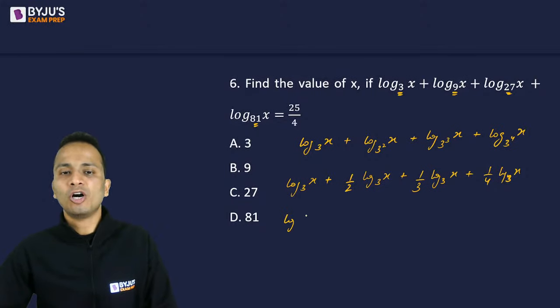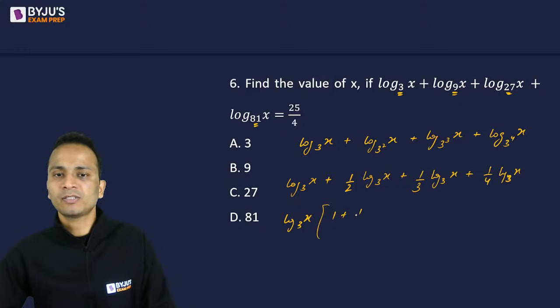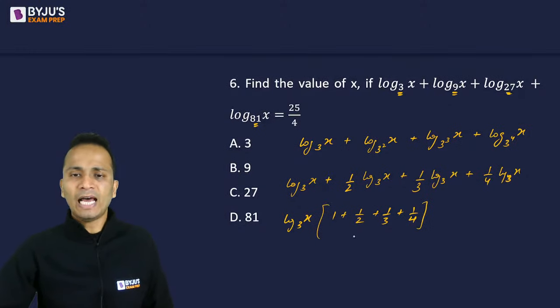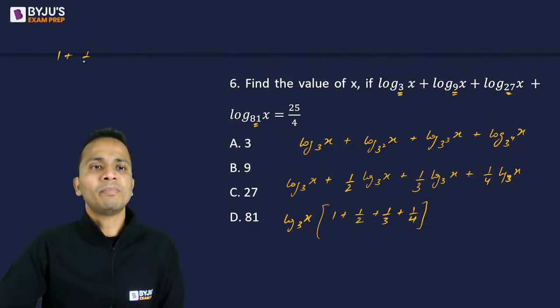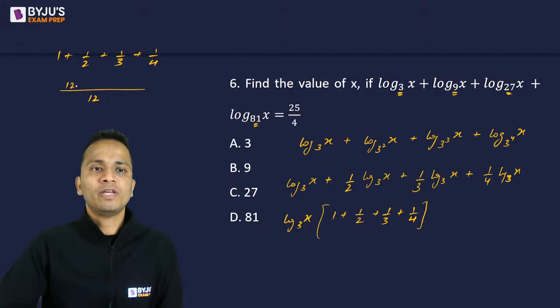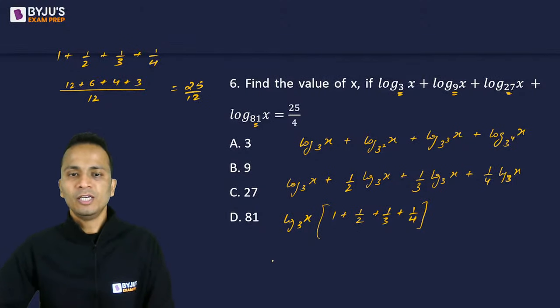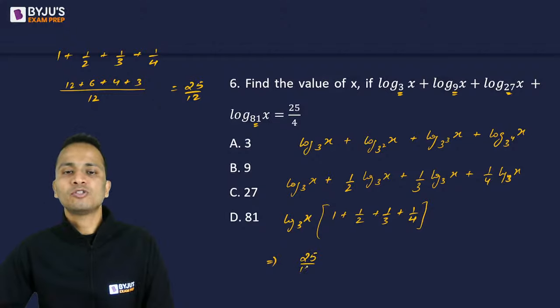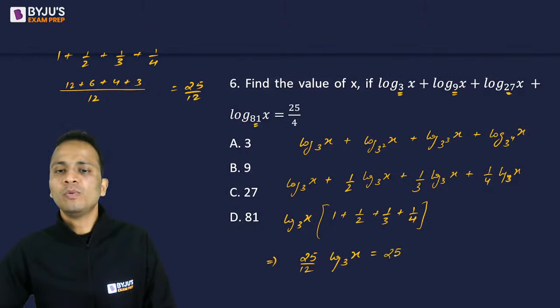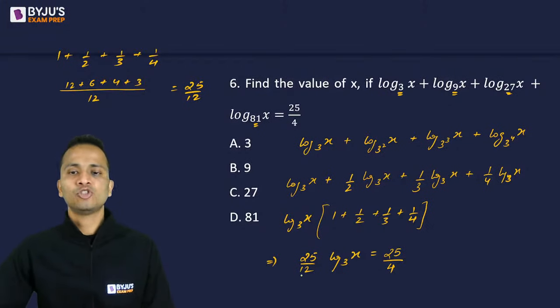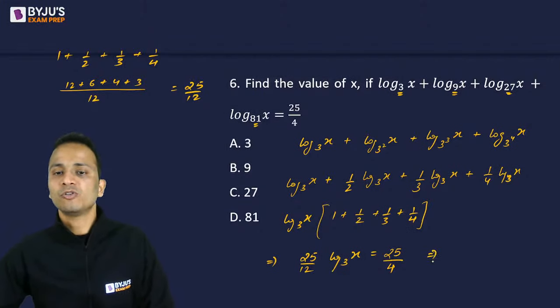So let's take log x to the base 3 common, and inside the bracket I'll have 1 plus 1 by 2 plus 1 by 3 plus 1 by 4. Okay, I have not yet written the right hand side. Now if I add all of them, 1 plus 1 by 2 plus 1 by 3 plus 1 by 4, the LCM will be 12. So 12 plus 6 plus 4 plus 3, and that is 25 upon 12. So this will further be written as 25 upon 12 log of x to the base 3. And now let's write the right hand side. This is equal to 25 upon 4. So 25 will get cancelled, 12 will go on the right hand side, 12 upon 4 will become 3. So this expression log of x to the base 3 will be equal to 3.